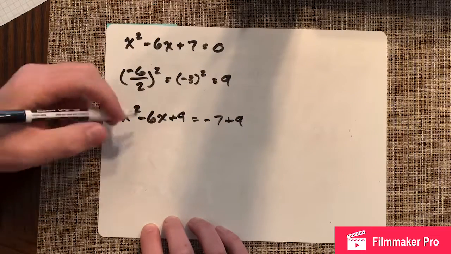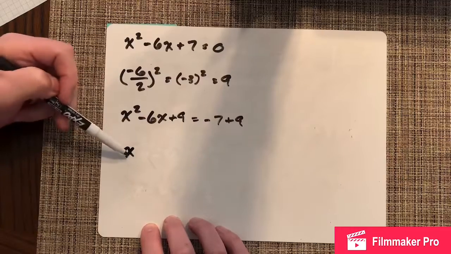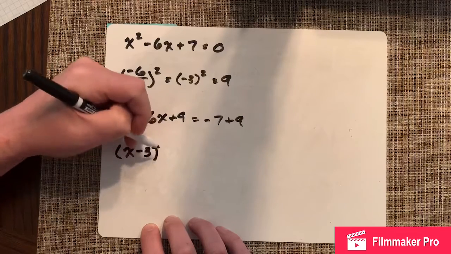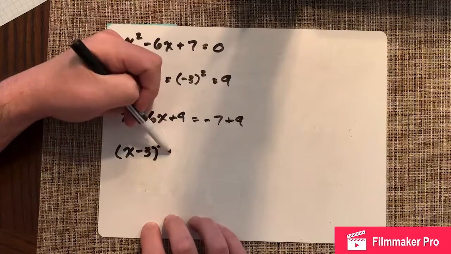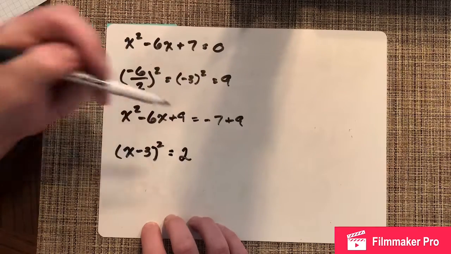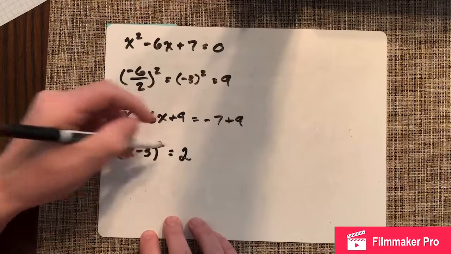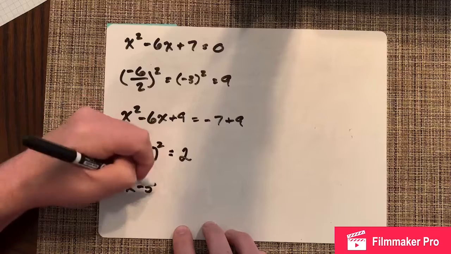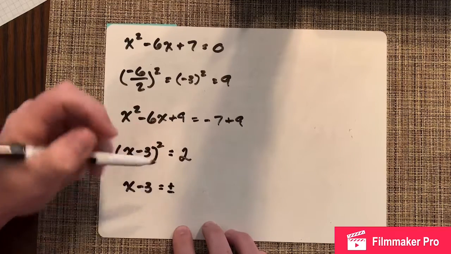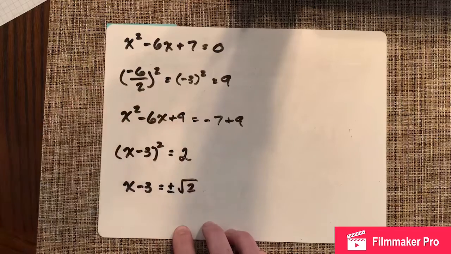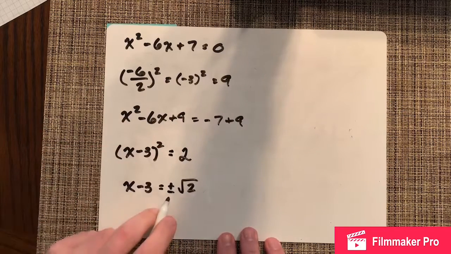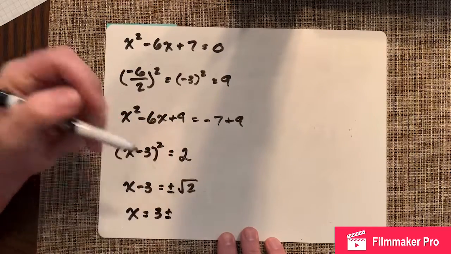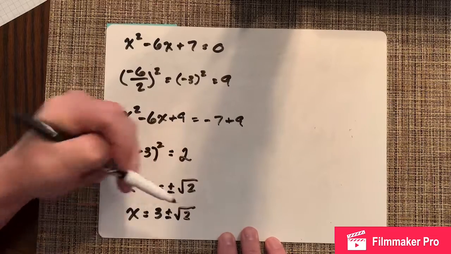This is now a perfect square, and that is going to be, if you remember, (x minus 3) squared. Okay, and that's going to be equal to negative 7 plus 9, which is 2. All right, if I now use square roots to solve this, if I take the square root of both sides, the x minus 3 comes out, equals plus or minus the square root of 2. Now, if I go ahead and move the negative 3 over in front of the plus or minus, I have x equals positive 3 plus or minus the square root of 2.